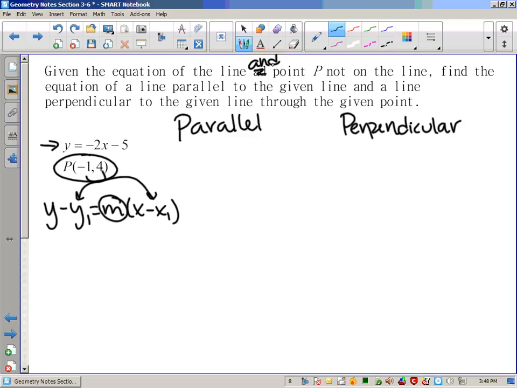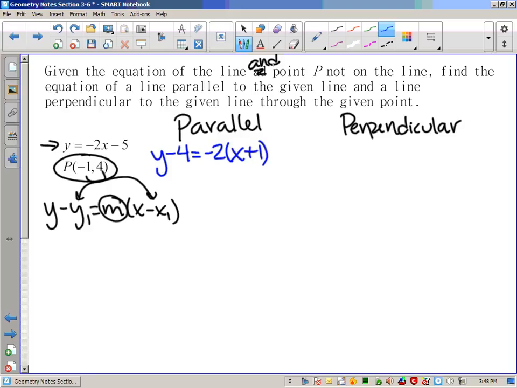Well, we've talked about this before. Parallel lines have the same slope. So in this case, it would be -2. So here's my first answer. Then I use the same slope, and then x minus a -1 turns into +1. So that's my parallel line.